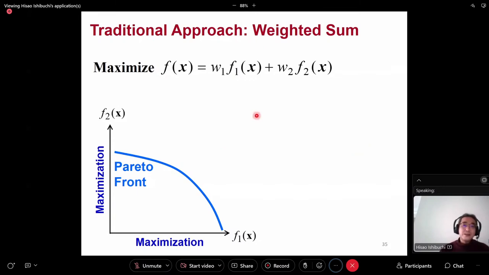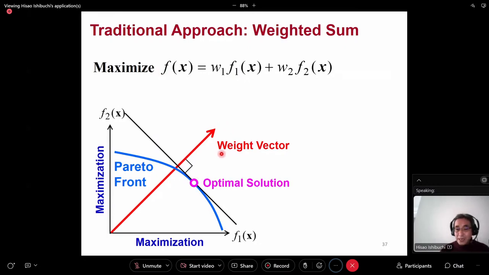First, the weighted sum approach. This is the most frequently used approach. I think that most of you are using this approach in order to handle multiple objectives. Multiple objectives are usually combined into a single objective function using a weight for each objective. Typically, this weighted sum. And then, first we need to specify the weight vector. Then, this objective function is maximized.